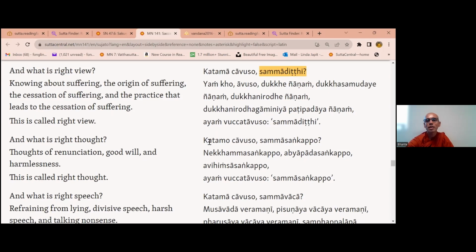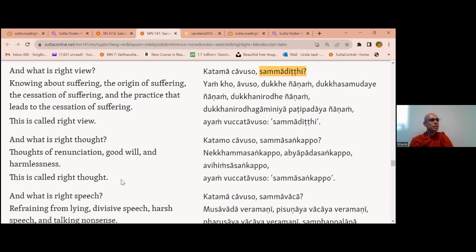Katama cavuso samma sankappo. Samma ditthi is the first. Samma sankappa is the second step in the Eightfold Path. What is samma sankappo? What is right thought? Thoughts of renunciation, goodwill, and harmlessness. How many aspects are there in right intention? Three aspects.